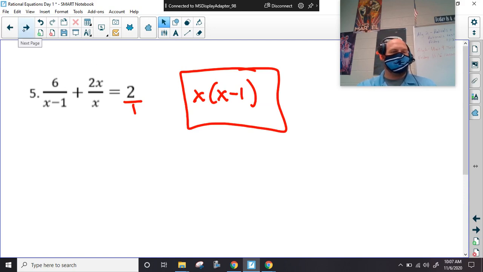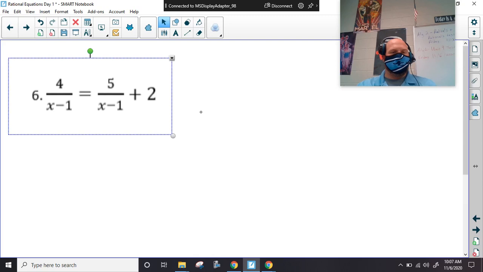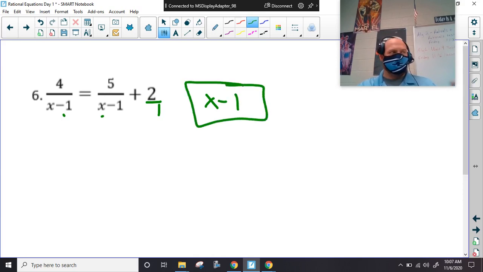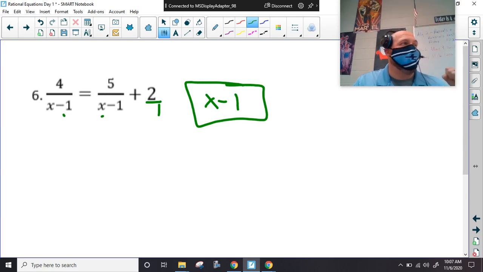And the last one, these two are the same. That's awesome. This one is not. So our least common denominator for this one is just going to be x minus 1. That's it.